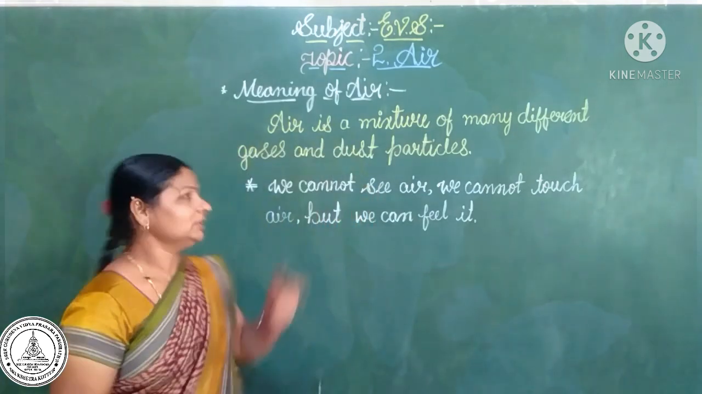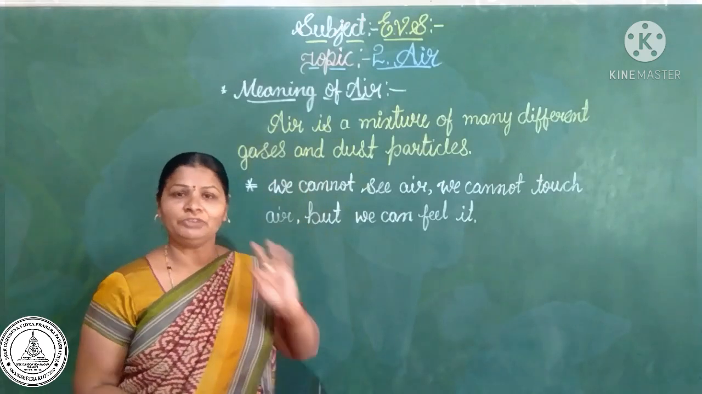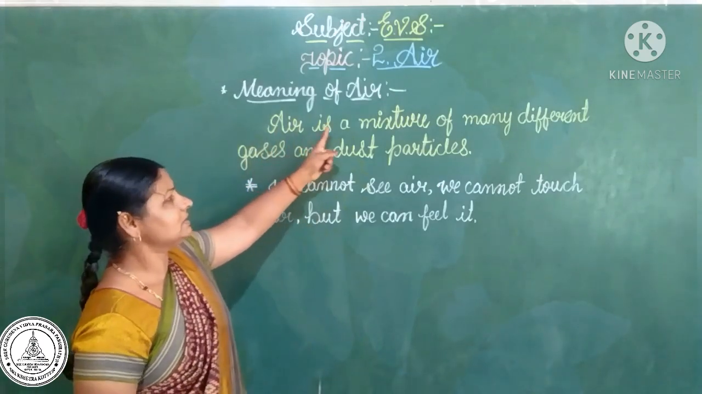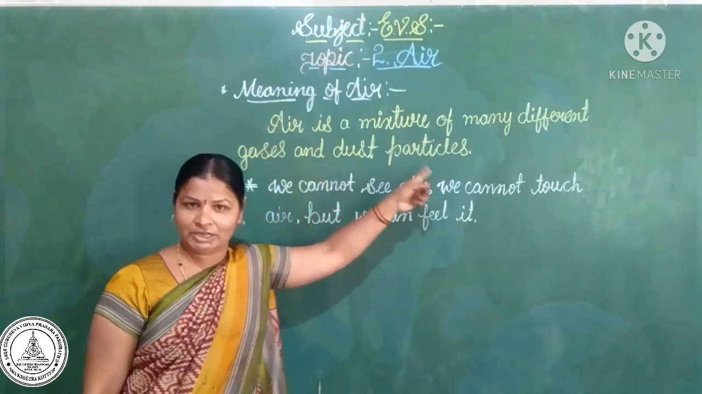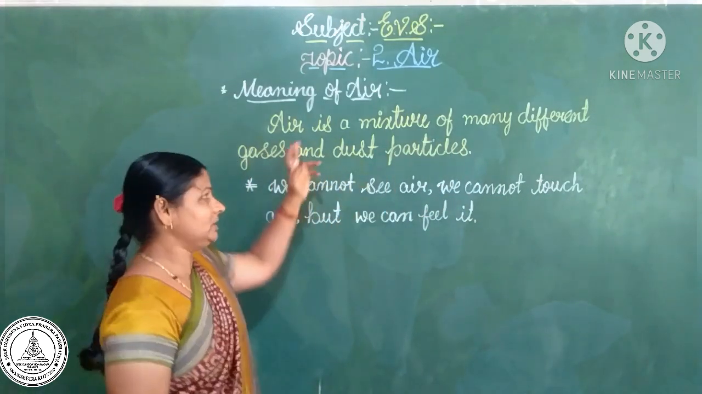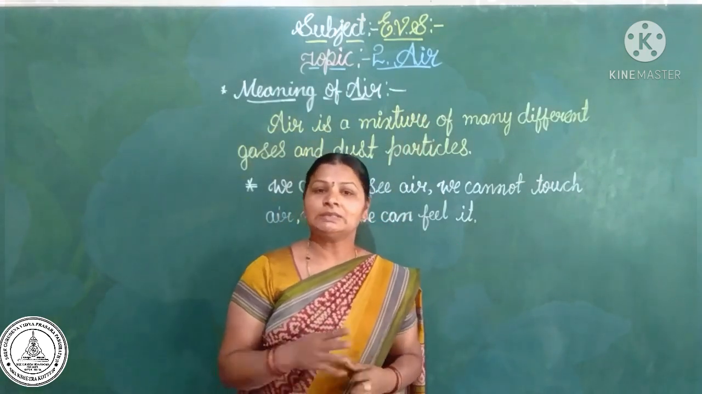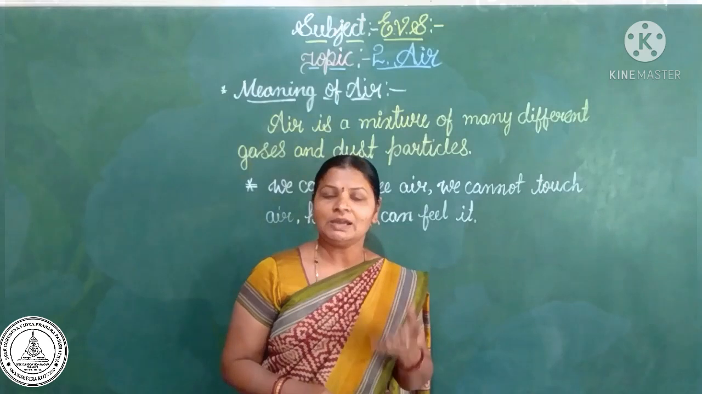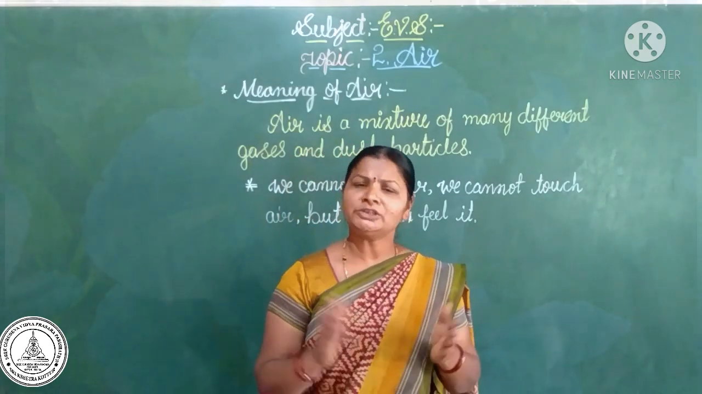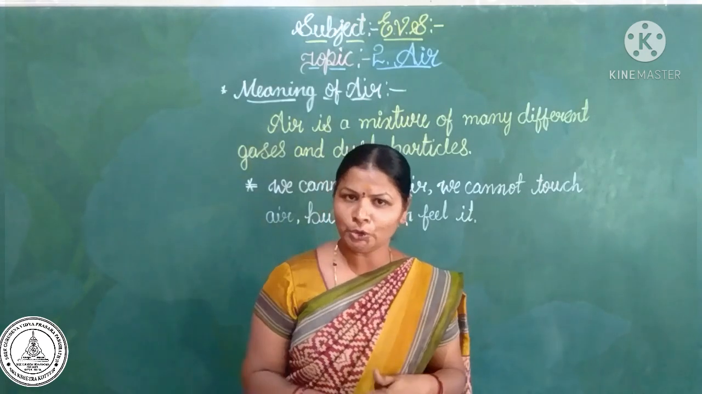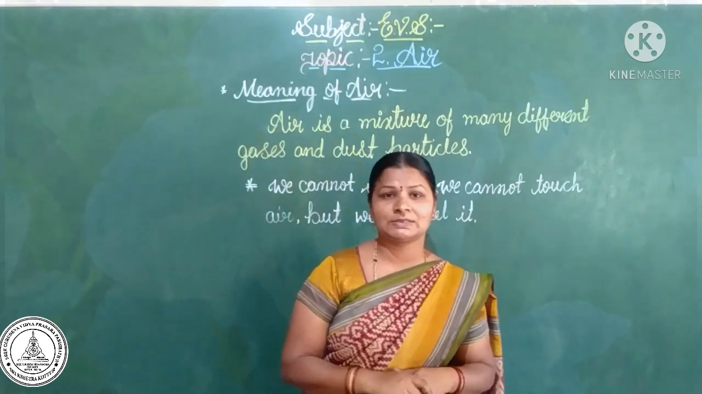Do you know? So children, the definition of air is a mixture of many different gases and dust particles. Okay, air is a mixture of many different gases. It means, see, in the air there is oxygen, there is nitrogen and carbon dioxide. Like that, so many gases are included and also it has dust particles.